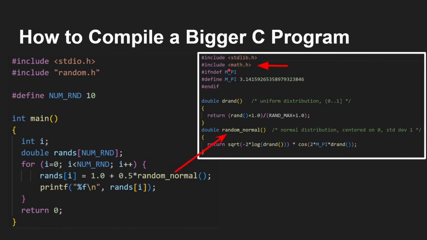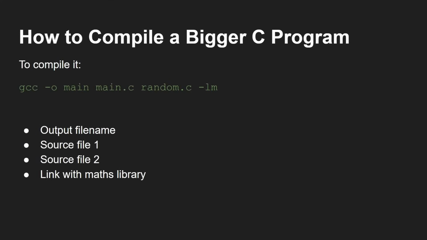And also notice here it's including math.h, which means we need to include the maths library, which is not part of the standard C runtime library. So the way you can compile that is like this. So this is the output name, like we had before, the binary name. And then we've got two source files, main.c and random.c. And then finally, we link against the maths library. And if you give this one command to GCC, including both C files, it will work out what to do and it will produce this final binary for you.